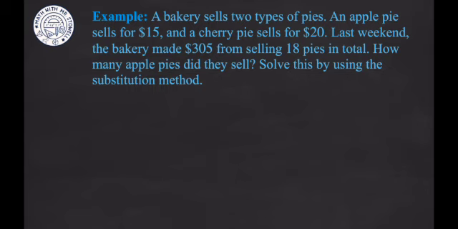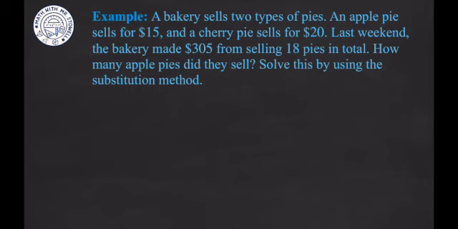Here in this example, we have a bakery that sells 2 types of pies. An apple pie sells for $15 and a cherry pie sells for $20. Last week, the bakery made $305 for selling 18 pies in total. How many apple pies did they sell? Solve this by using the substitution method.